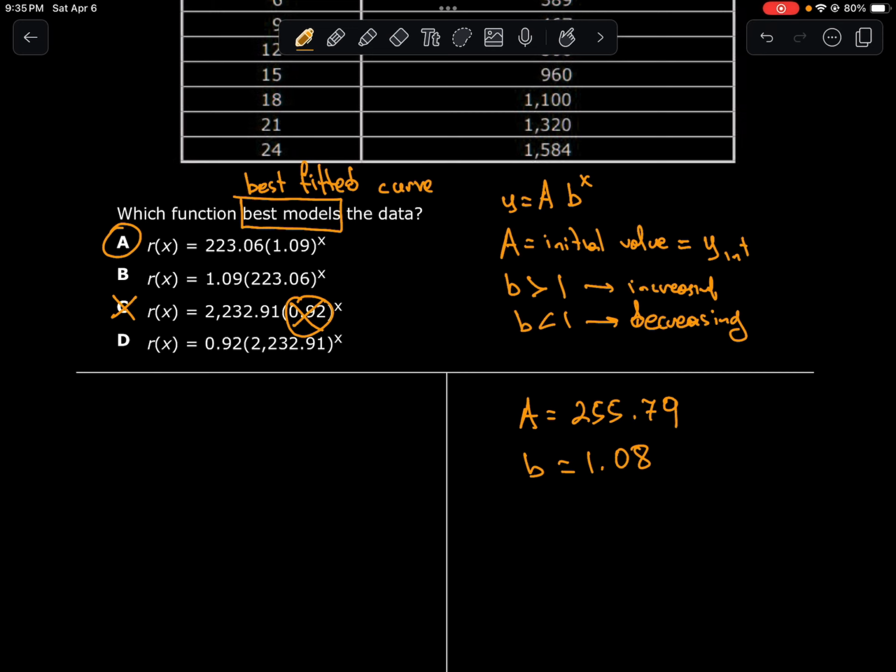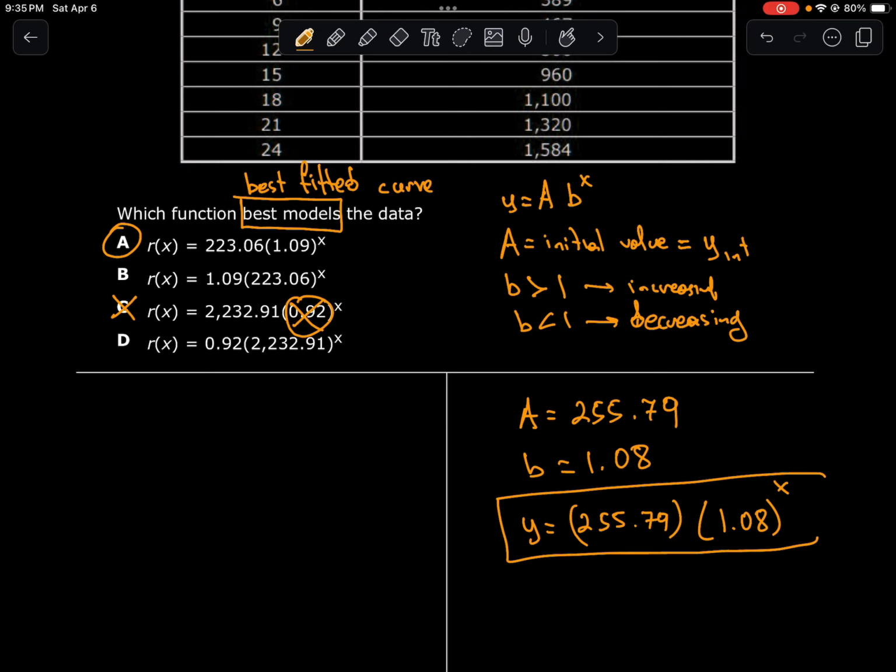Okay, well, which one is closer? Oh, before we do that, let's see what we got now. We have Y equals, instead of A, I'm gonna put 255.79. Let's put it in a parenthesis, times B, which is, let's put that in a parenthesis here too, 1.08 to the x. So this is the equation of the best fitted curve.